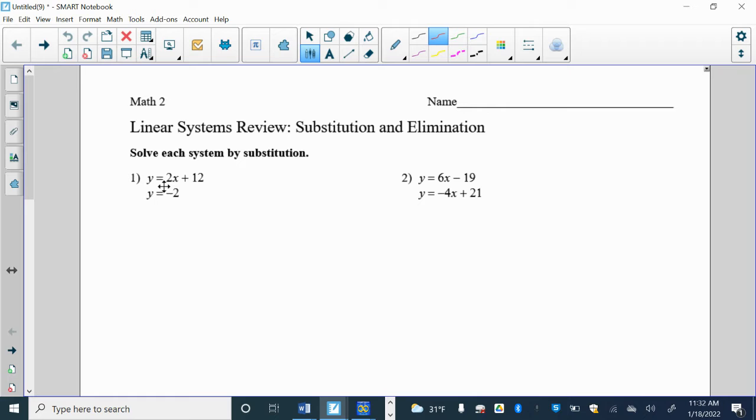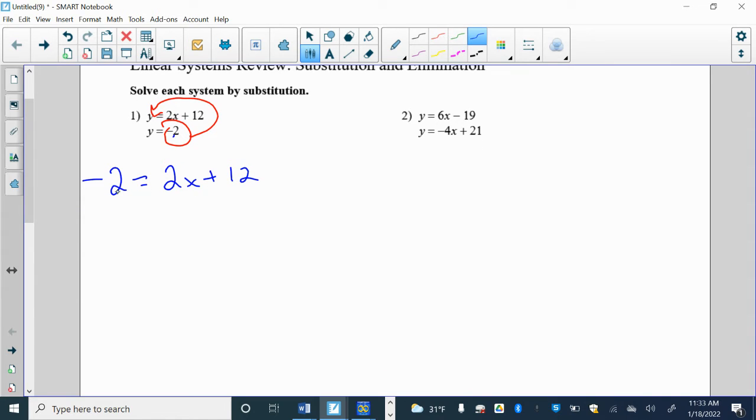So what we're going to do is substitute. We're going to take the fact that y is -2, and put that in for y in the other equation. So let's rewrite that top equation, replacing y with -2. So -2 equals 2x plus 12. And now the result, like I was saying before, is an equation that only has one variable, which allows us to solve for that variable.